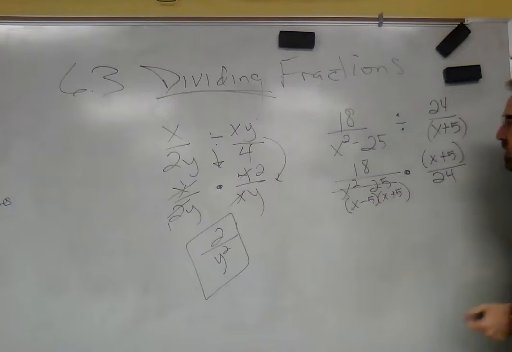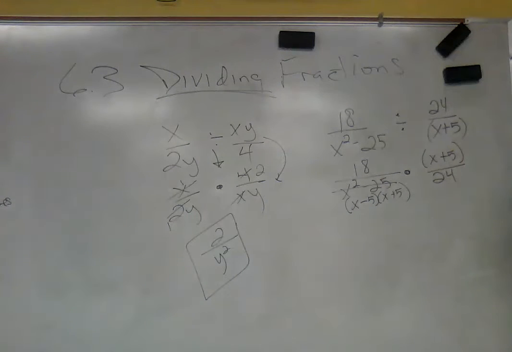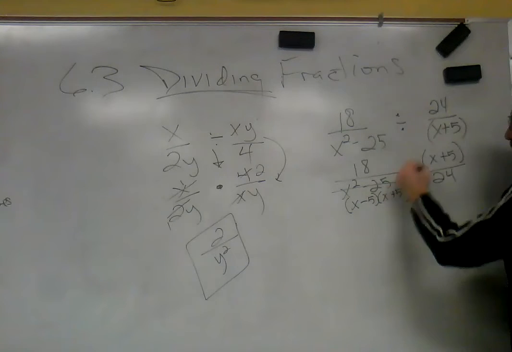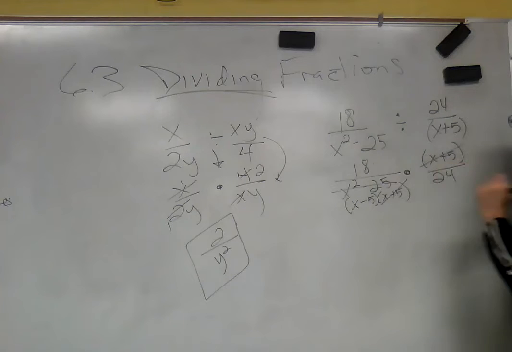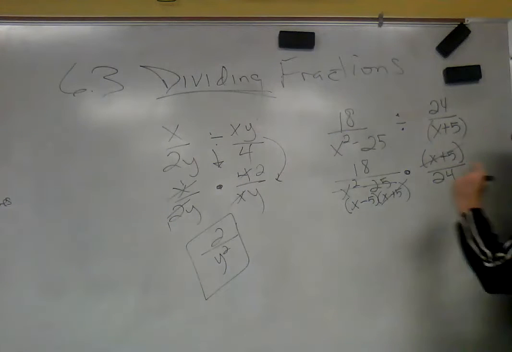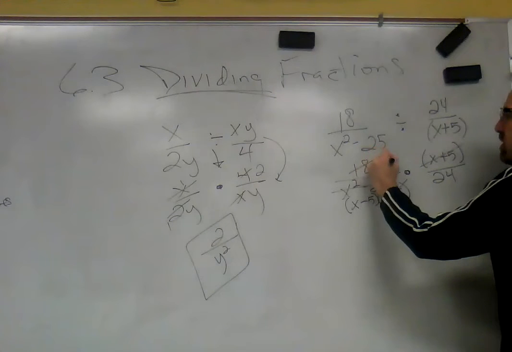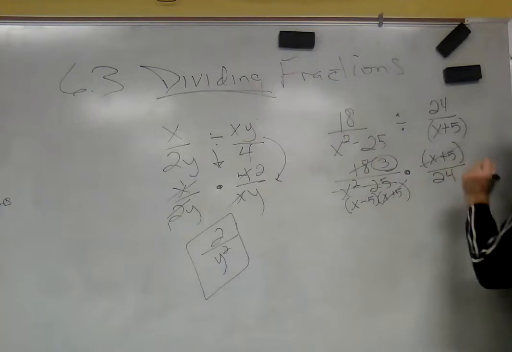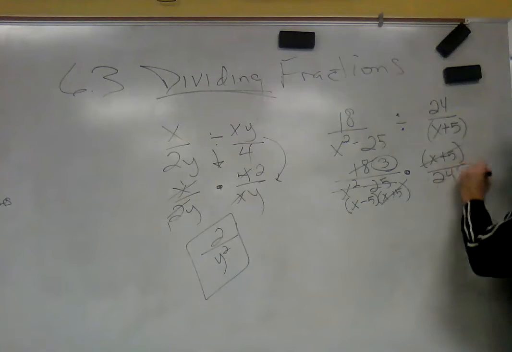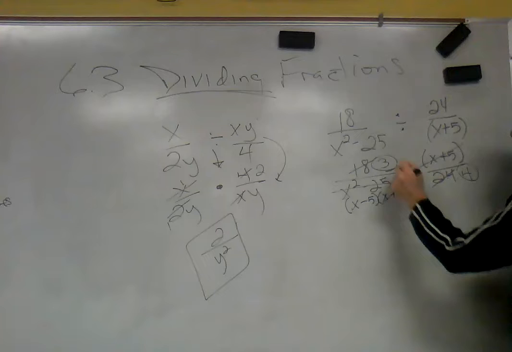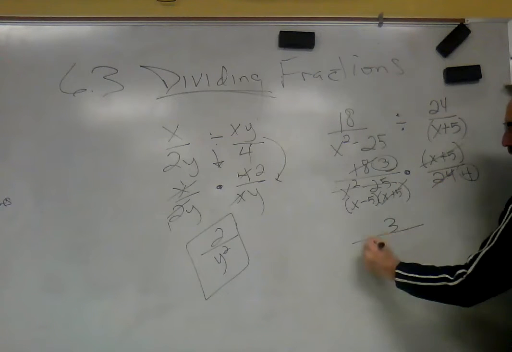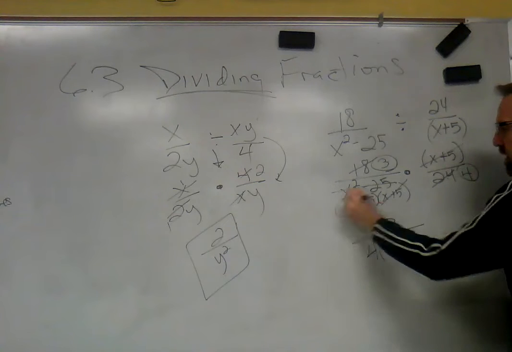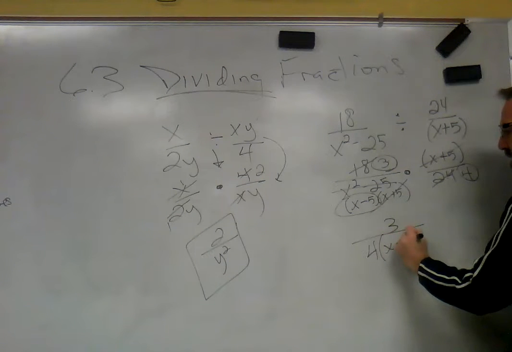So that part's gone. Now we can start canceling. x plus 5, x plus 5 goes away. Well, 6 will go into both 18 and 24. So 18 divided by 6 is 3. 24 divided by 6 is 4. So on the top, all we're left with is 3. On the bottom, we have this 4, and we have x minus 5.